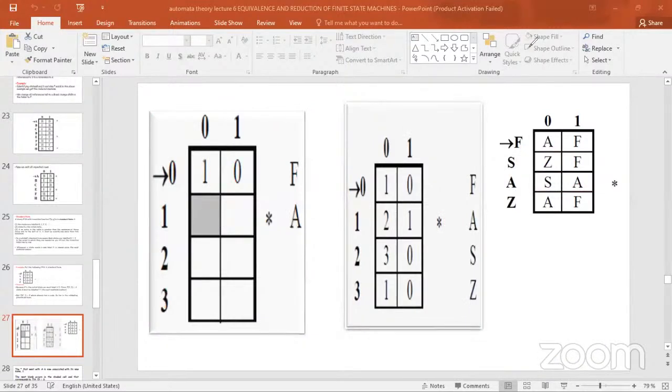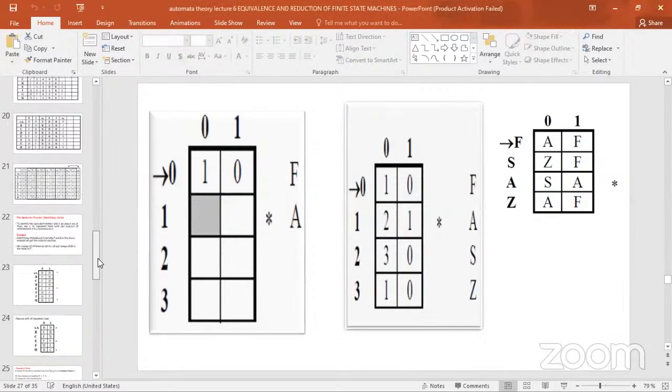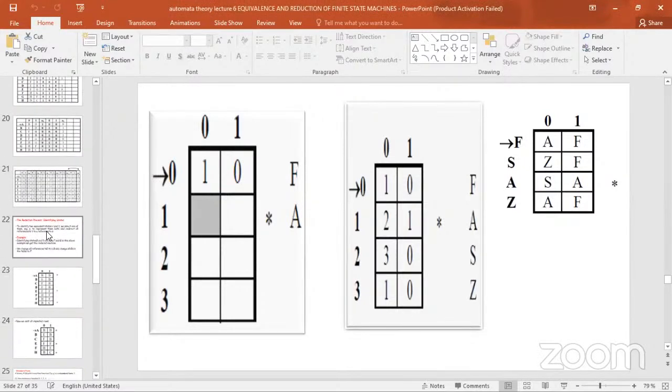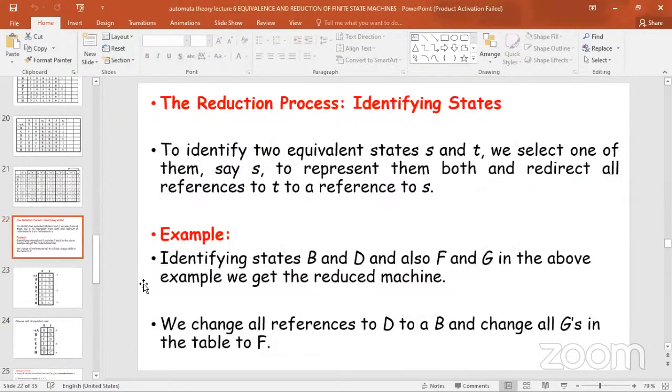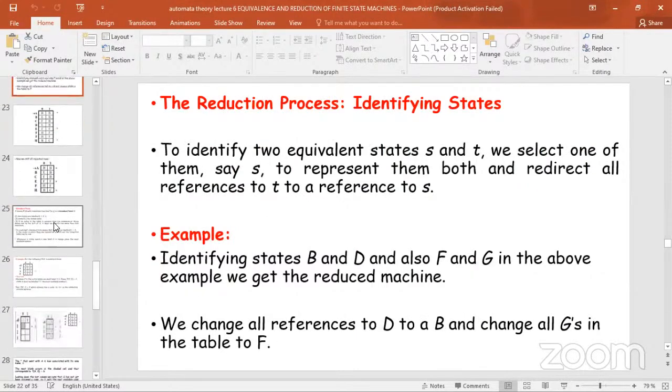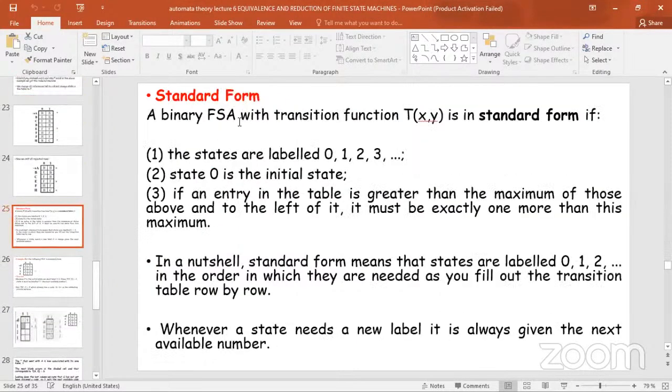All right. So let's look at what we read initially so that we can be sure. We said the binary state with transition function is in standard form if it obeys this. The states are labeled 0, 1, 2, 3.